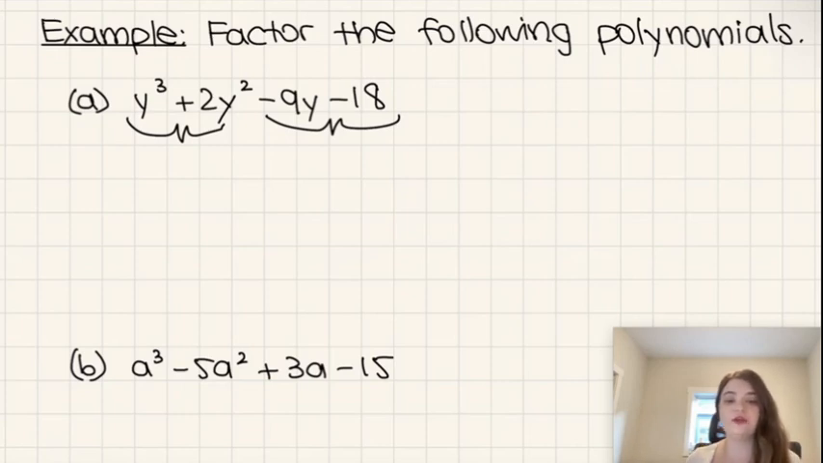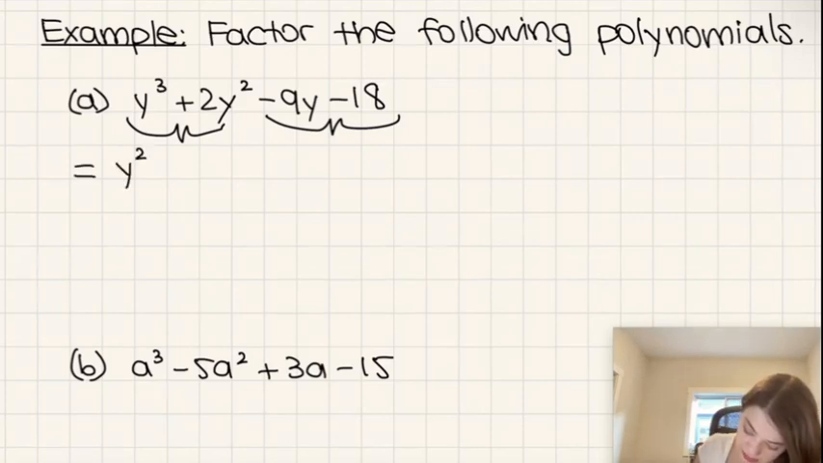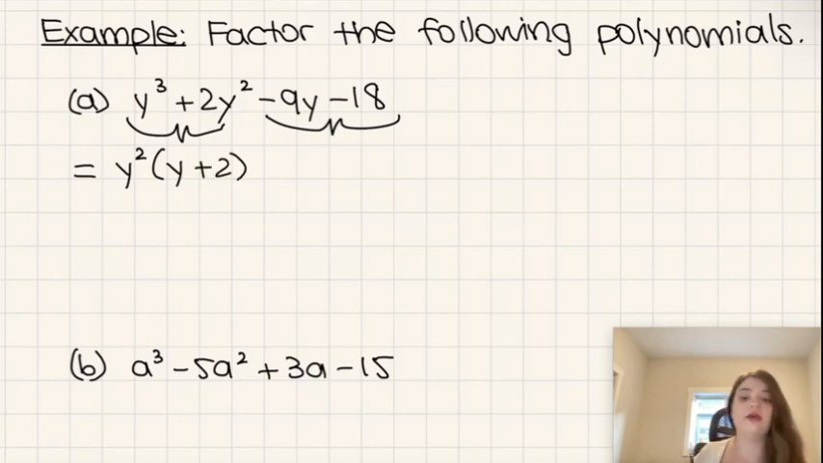So first thing I need to do here then is to decide what is the greatest common factor between y cubed and 2y squared. So the greatest common factor of those would be y squared. So that's what I'm going to do. I'm going to factor out y squared from here. And we're going to get y squared times y for y cubed and y squared times 2 for 2y squared.